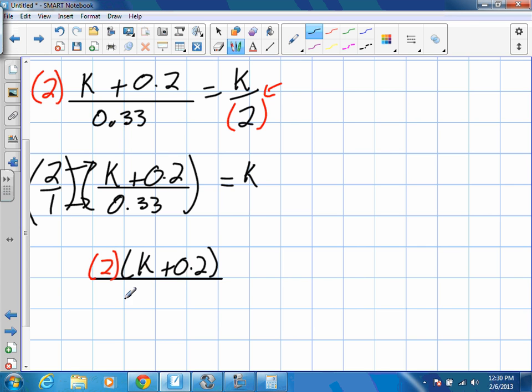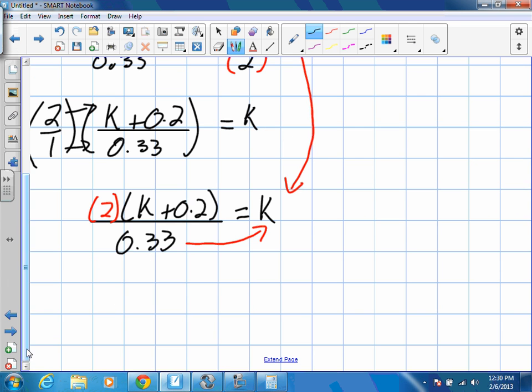So I want you guys just to recognize from this step to this step, we could have kind of skipped that middle step there. And when we bring the 2 over, it just goes to the top of the opposite fraction. Okay, this is also known as cross-multiplying when we have 2 fractions with an equal sign between them. So before I even figure that out, I'm going to move the 0.33 to the other side. And because it's divided by, what do we have to do? Multiply. So now I have 2 times (k plus 0.2) is equal to k times 0.33.